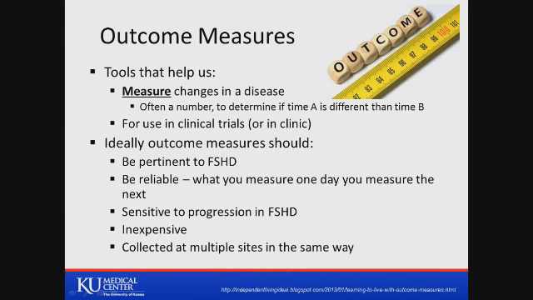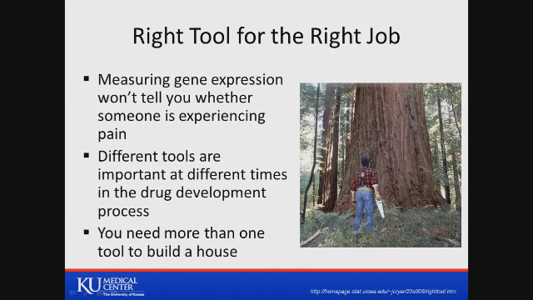We'd like them to be inexpensive. This gets to the feasibility of running clinical trials. If your outcome measures are outrageously expensive, it becomes very difficult practically to make a clinical trial happen. And then we'd like them to be collected at multiple sites in the same way. This standardization of protocols and the ability to collect similar information at different sites is really key to building the infrastructure to run clinical trials.